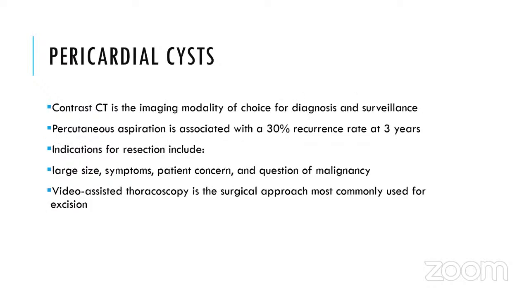of adjacent structures. Contrast CT is usually the modality of choice for diagnosis and monitoring. Percutaneous aspiration can be considered. However, it is associated with 30% recurrence after 3 years. And surgery is thought to be the most definitive treatment for this condition. Indications for resection may include large size, symptoms, patient concern, or suspicion of malignancy. And usually the approach chosen for resection of these masses is video-assisted thoracoscopy.